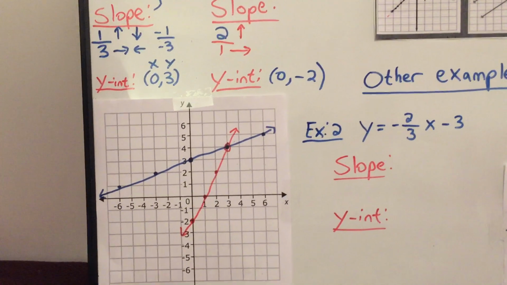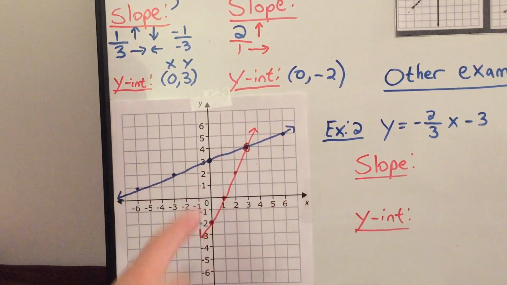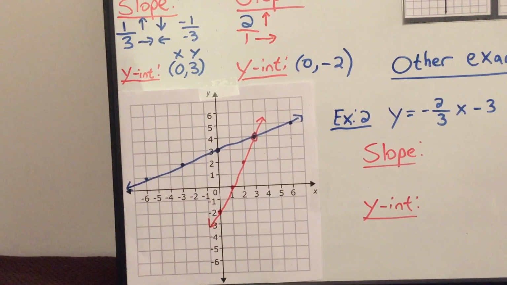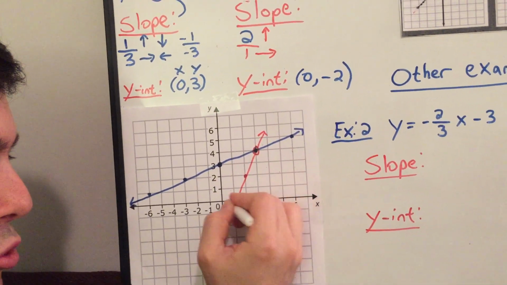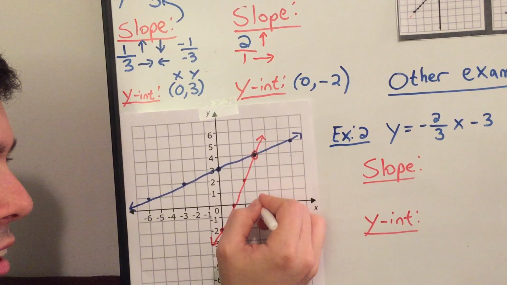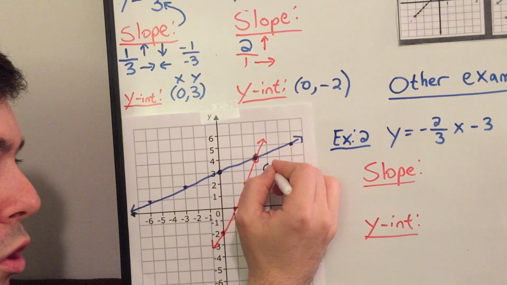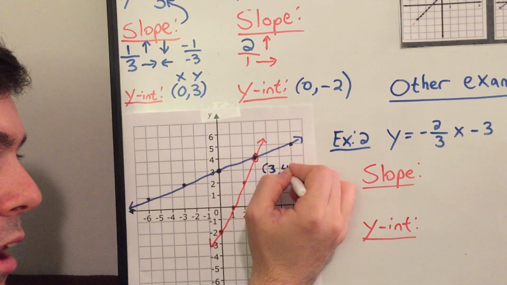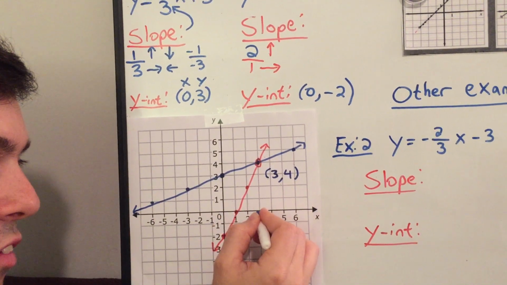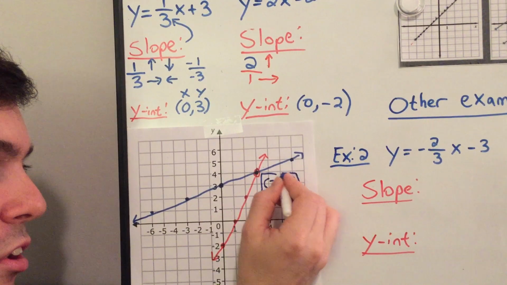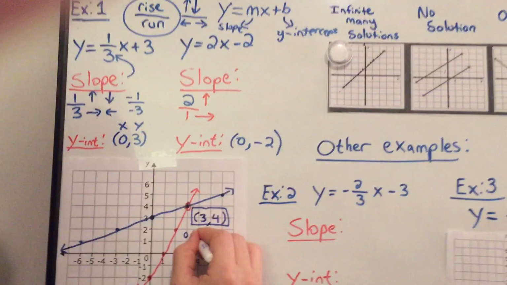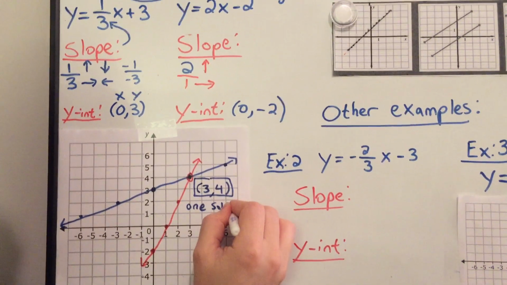Now, the final answer is not your graph here. Your final answer is actually the point where it intersects. So my final answer is really going to be 3, 4. So the coordinates 3, 4. And remember, you always go x first and then y. So this would be my final answer. And also I would write that it is a one solution.